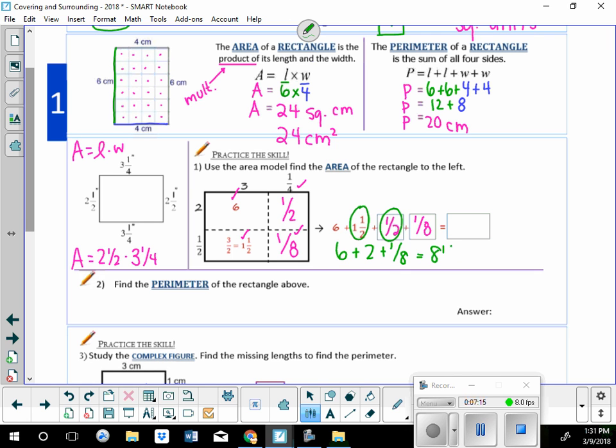And 1/8, what's our unit? Centimeters. And those two little lines right here, guys, those mean inches. Oh, so it's inches. So I'm going to say square inches. Square inches. Okay. Let's find the perimeter.